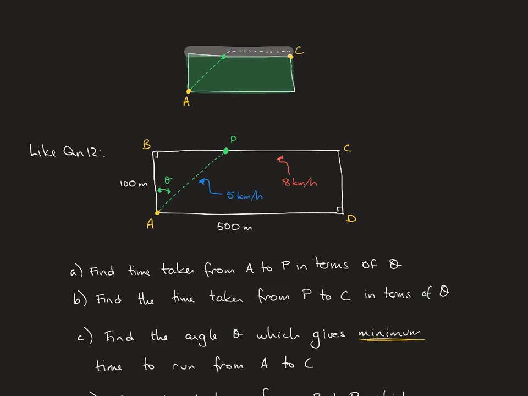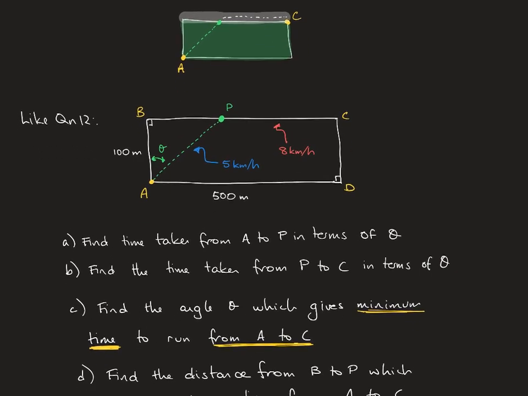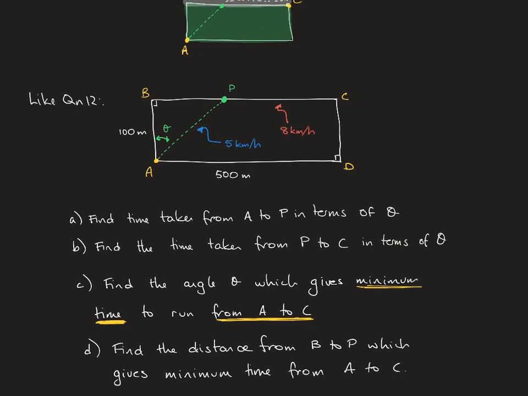It says minimum time. So we're going to need a formula for time from A to C, to run from A to C. And then finally, they want us to find the distance from B to P, which gives a minimum time for running from A to C. Okay, so let's have a go at doing these things.